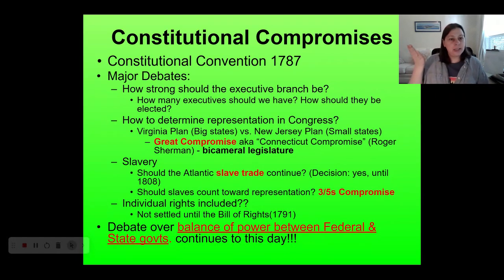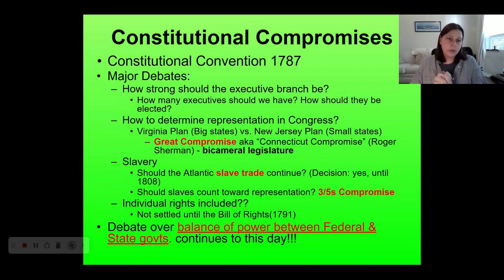We have a plan that says we should do it by population. That's the big state plan. Virginia, Massachusetts, other states with big populations back that one. And then we have a plan that says every state should have equal representation. New Jersey and Delaware, several other states that have smaller populations back that one. And so we get this compromise called the Great Compromise or the Connecticut Compromise that gives us our current setup in Congress, where we have one house that's representative and one that's equal. So that's a big one.